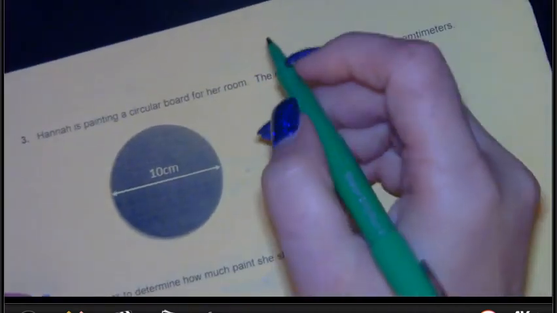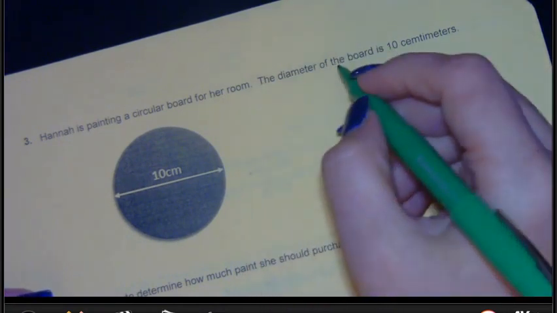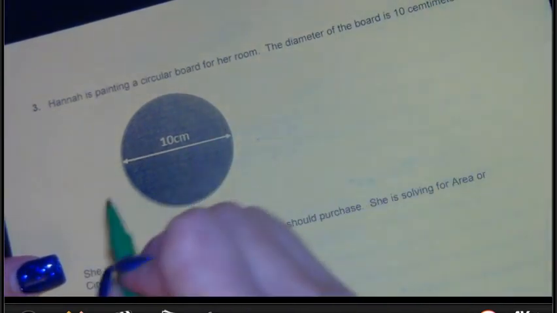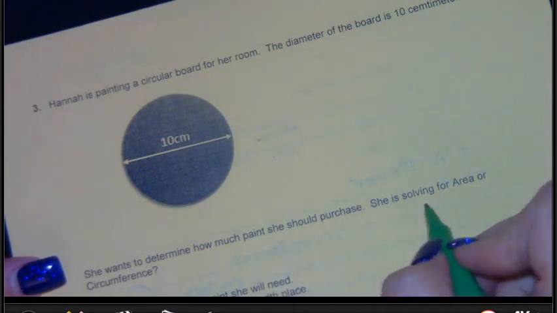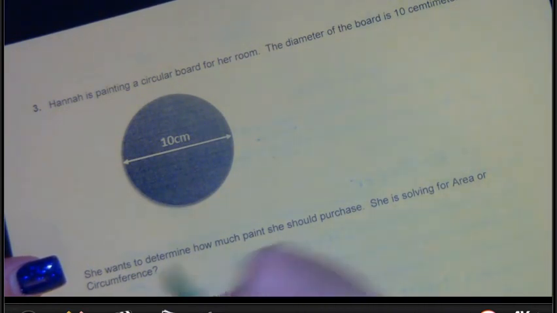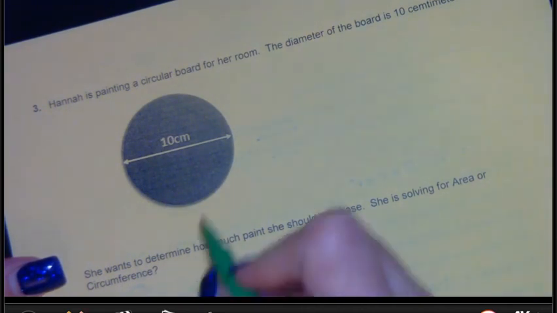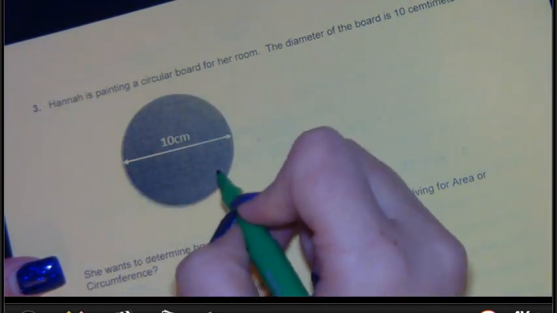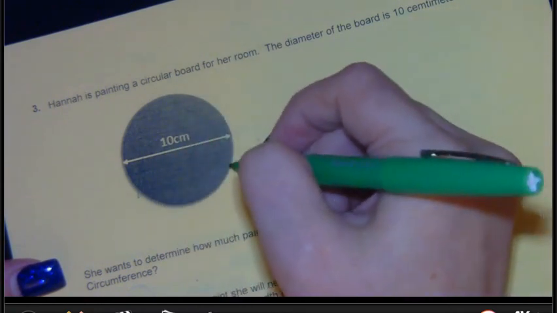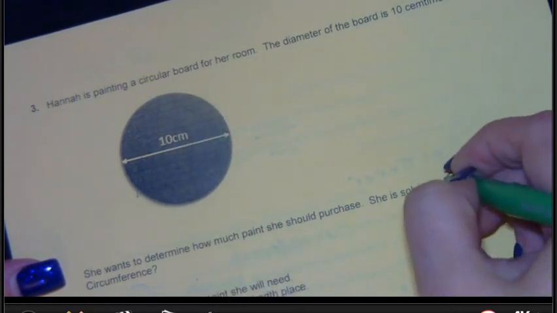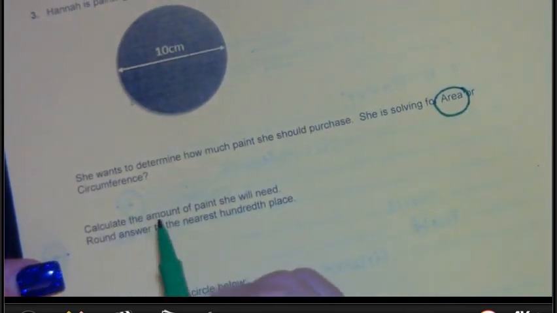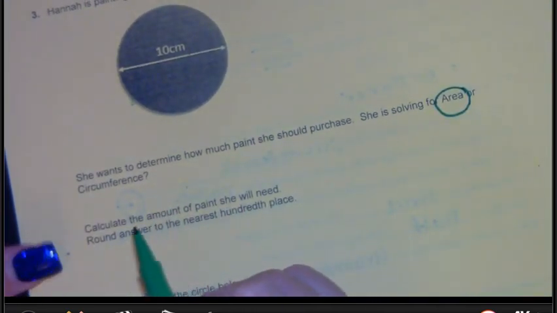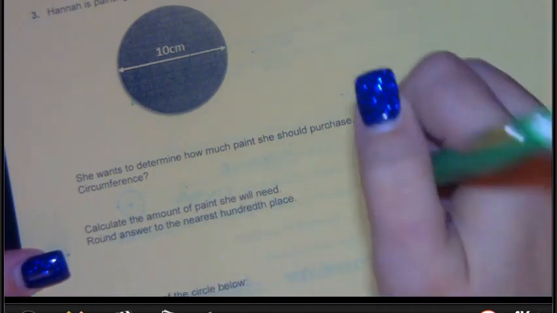All right, number 3. Hannah is painting a circular board for her room. The diameter of the board is 10 centimeters. She wants to determine how much paint she should purchase. Is she solving for area or circumference? Well, if this is the circular board and we're wanting to paint the entire thing, I am looking for the area of my picture. So I need to calculate the amount of paint that she will need and round the answer to the nearest hundredths place.